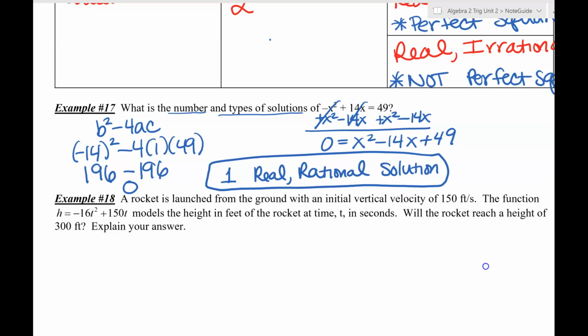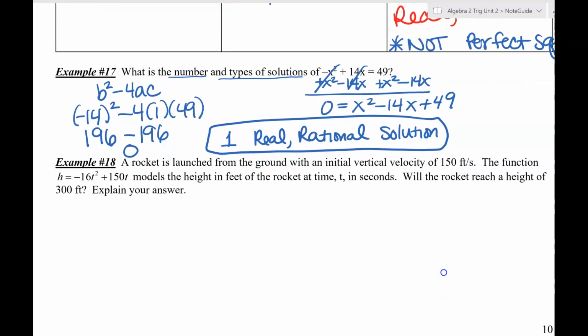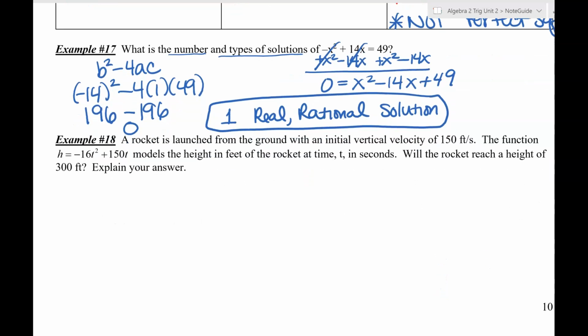The second type of question where the discriminant could be applicable is a question where maybe you don't care specifically for exactly what the result is. You just want to know if there is a result. So here's a word problem. It says a rocket is launched with this general initial velocity of 150 feet per second, and they give us a function or an equation that describes the rocket's travel. And they say h is the height in feet, t is the time in seconds. Will the rocket reach a height of 300 feet?